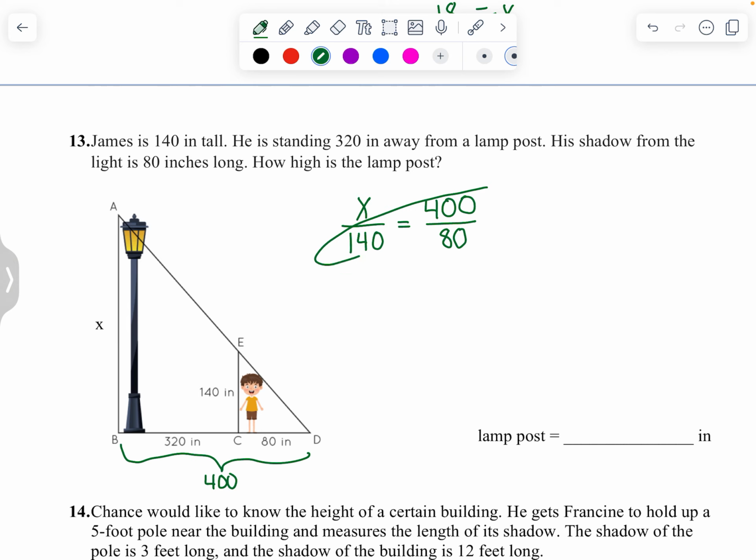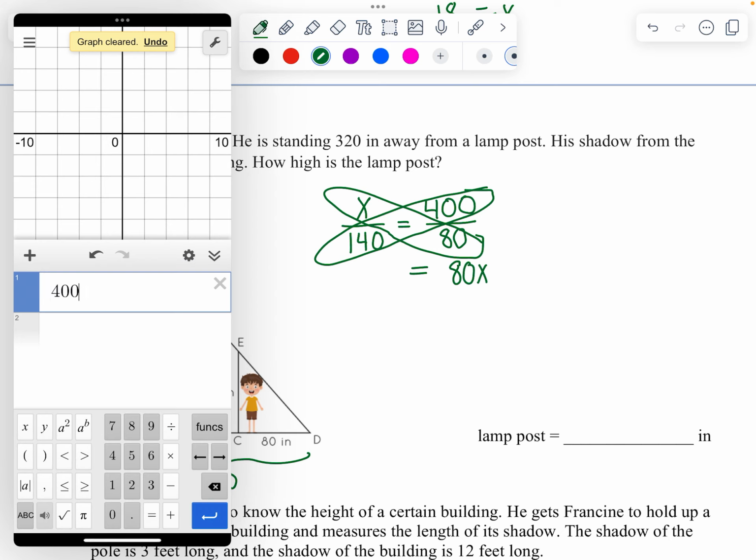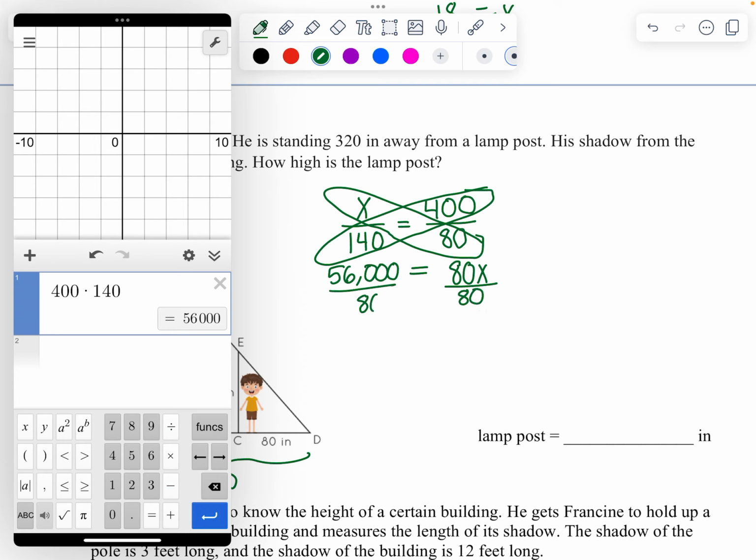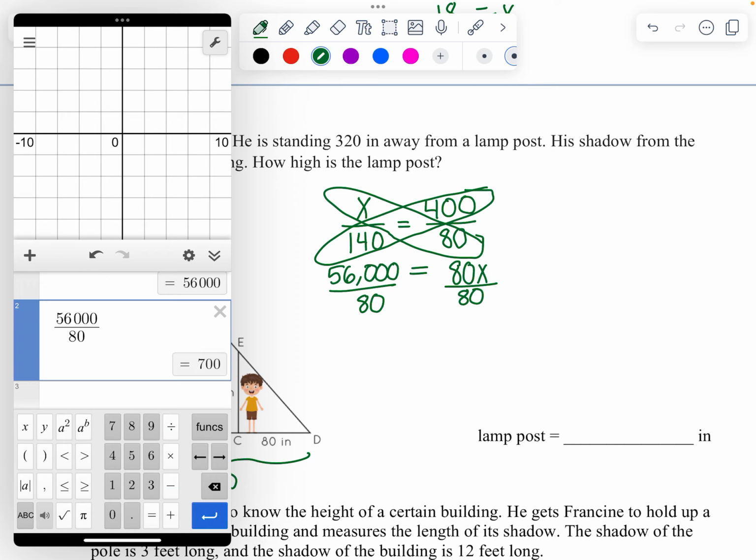So let's cross multiply. We're dealing with really big numbers, but that's okay. 80x equals 56,000. We're going to divide both sides by 80. And we find that x is 700. That our lamppost is 700 inches tall.